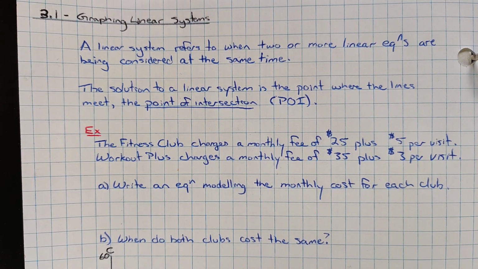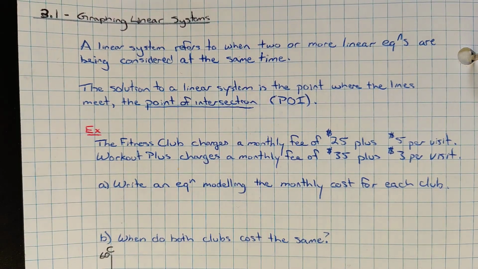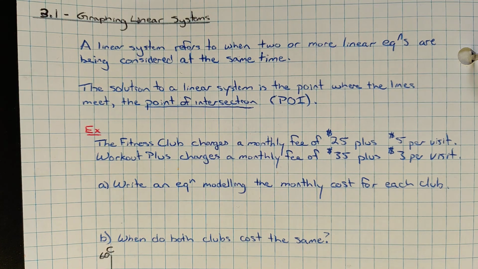All a linear system refers to is when we have two or more equations that are being considered at the same time. So two things that would be plotted on the same graph to see how they interact. In terms of a solution to a linear system, that is the point where the lines meet. It's the point of intersection. I will often abbreviate that as POI just to save some space. So the point of intersection is the solution. That's the point where it meets. So it'll always be given as the coordinates in XY form.